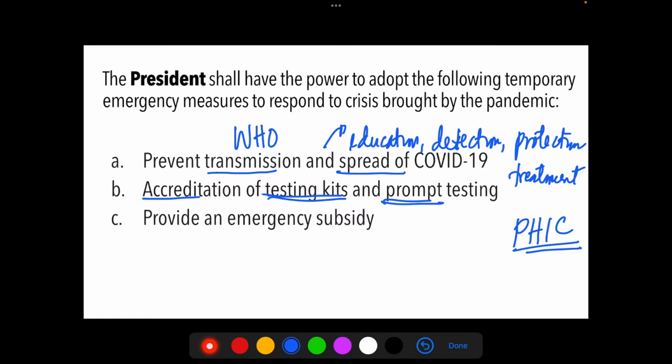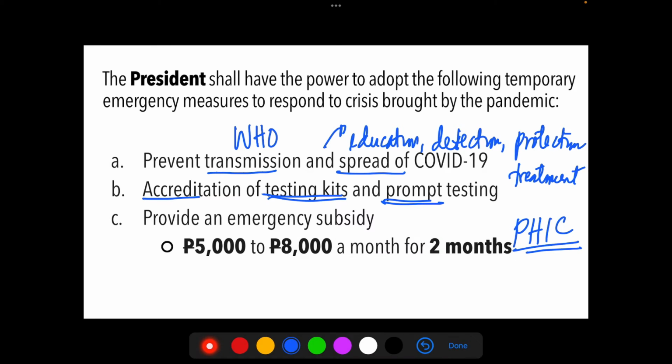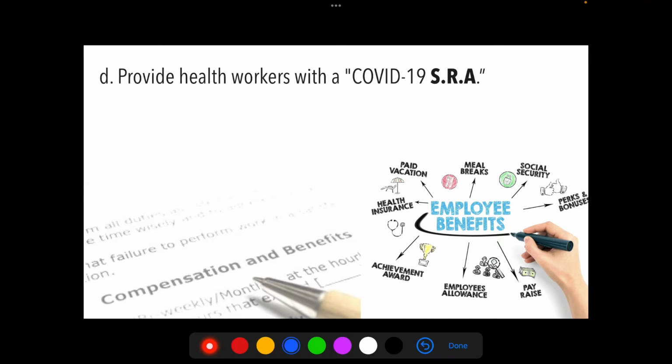Next one, there is also a provision of an emergency subsidy, and the amount of subsidy shall be a minimum of 5,000 pesos to a maximum of 8,000 pesos. That's per month for 2 months. However, this will be computed based on the prevailing regional minimum wage rates. And also, next one, we have provide health workers with a COVID-19 SRA. So this is a special risk allowance for COVID. So this is also in addition to the hazard pay granted to healthcare workers under the Magna Carta of Public Health Workers. And that's what we call as the Republic Act 7305. So again, that's Magna Carta of Public Health Workers.